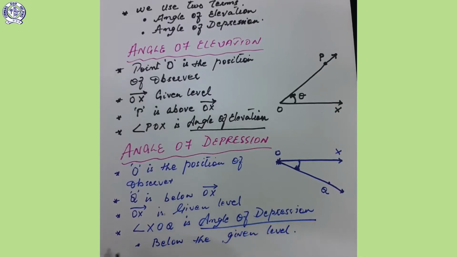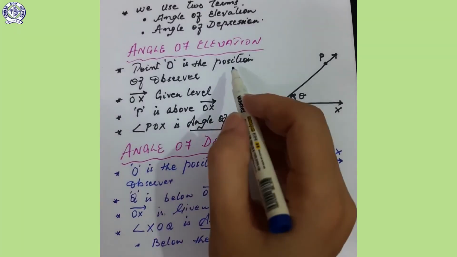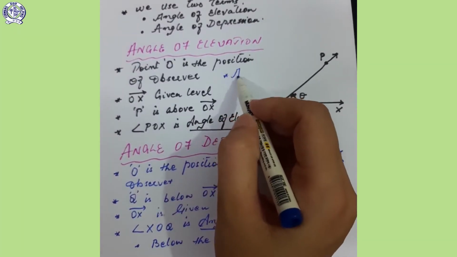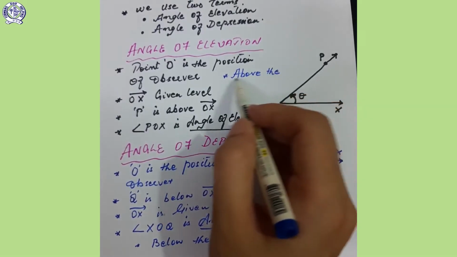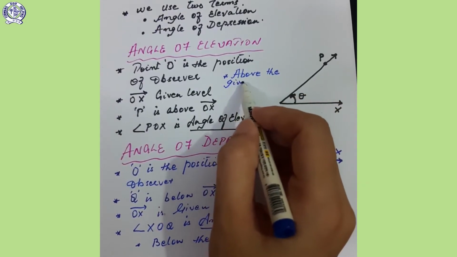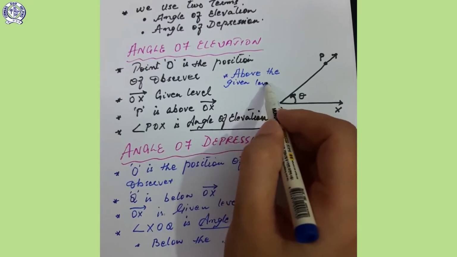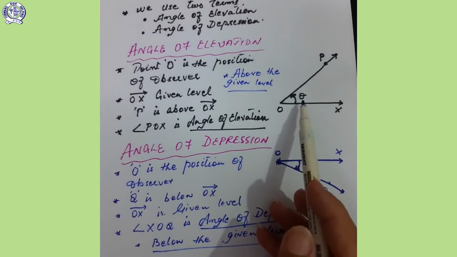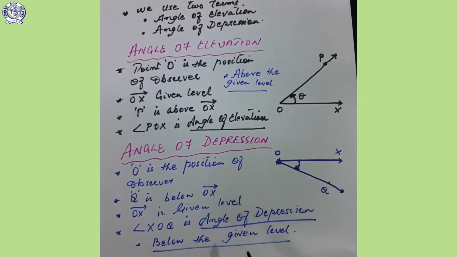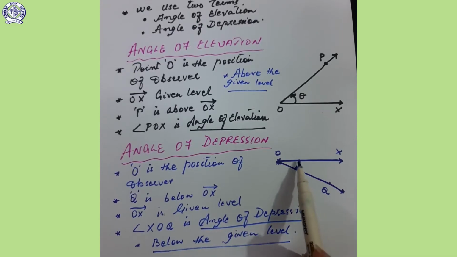Okay, and this is below, and elevation is above the level, above the given level. So this is the main difference between these two: elevation is above the given level in upward direction, and depression is below the given level in downward direction. So these are the two terms we will use.